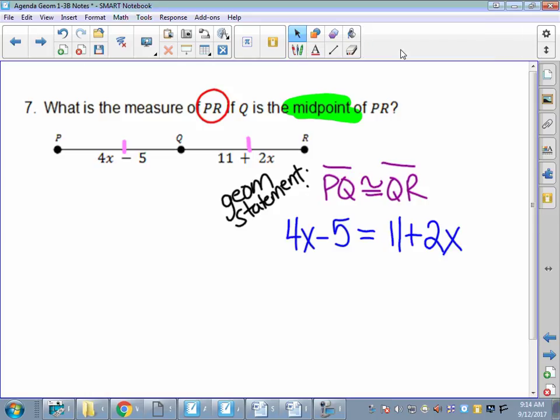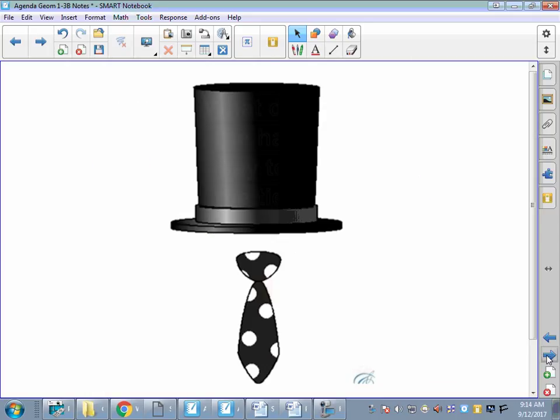Does everybody feel confident solving that one? We don't really necessarily have to do that. Finish that guy off. Make sure that you've got it. I believe 8, maybe, something in that range. So that's wrapping up section 1-3B.